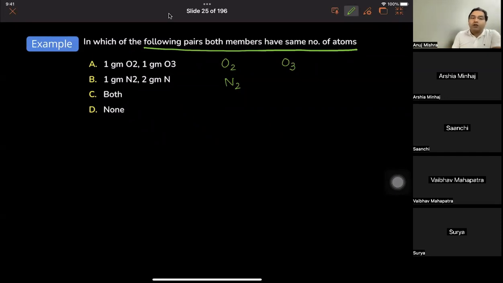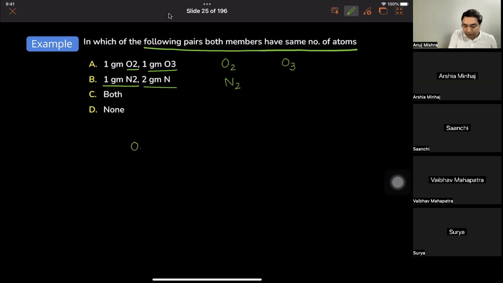So how do you proceed for this question, first of all? 1 gram of O2 is given, and 1 gram of O3 is given, and 1 gram of N2 is given, and 2 gram of N is given. Now listen to me very carefully. First, I'll give you the method in which there is no calculation. It is a common sense method. When I use the word common sense method, this method does not require any solution from your end. You're not going to solve anything.